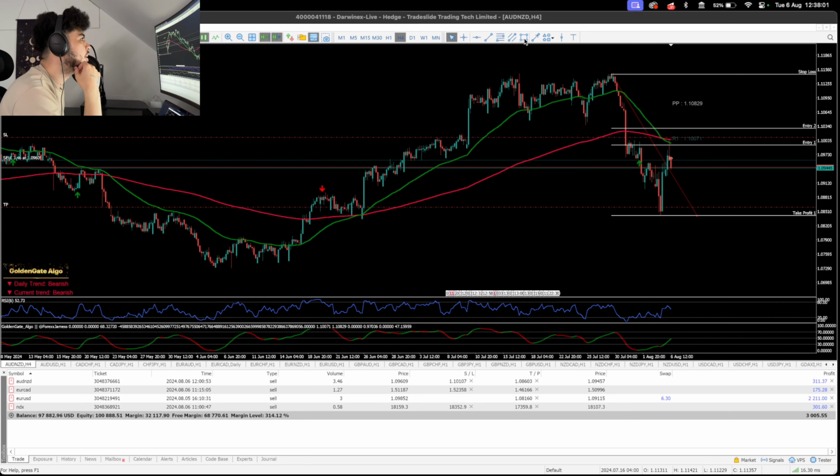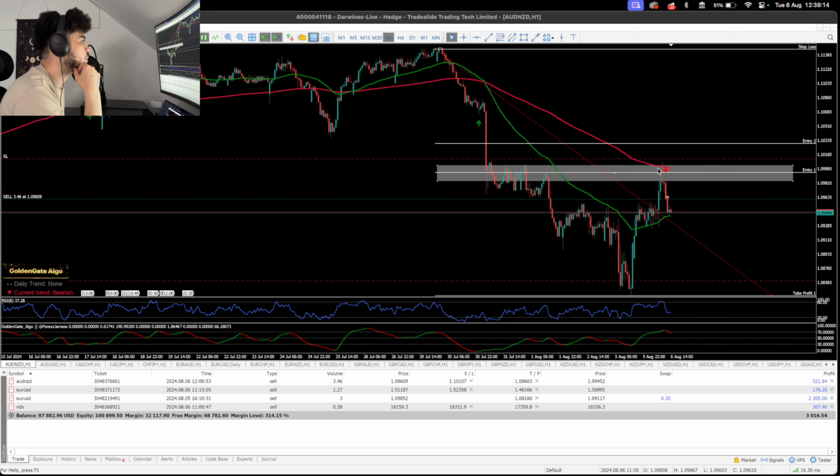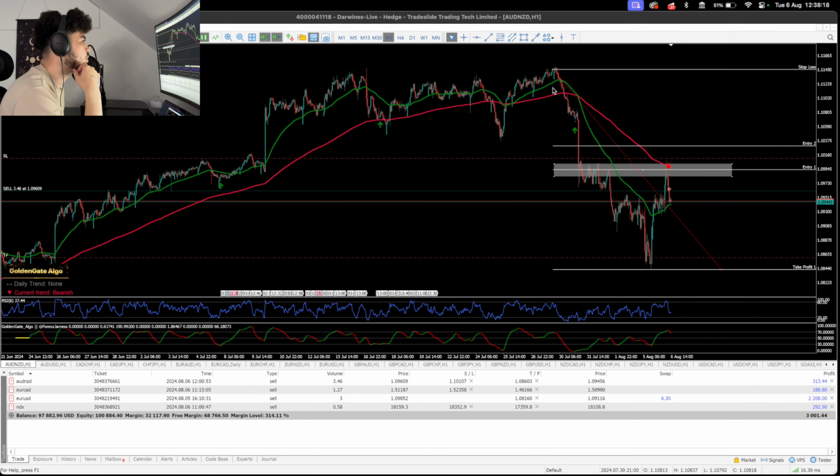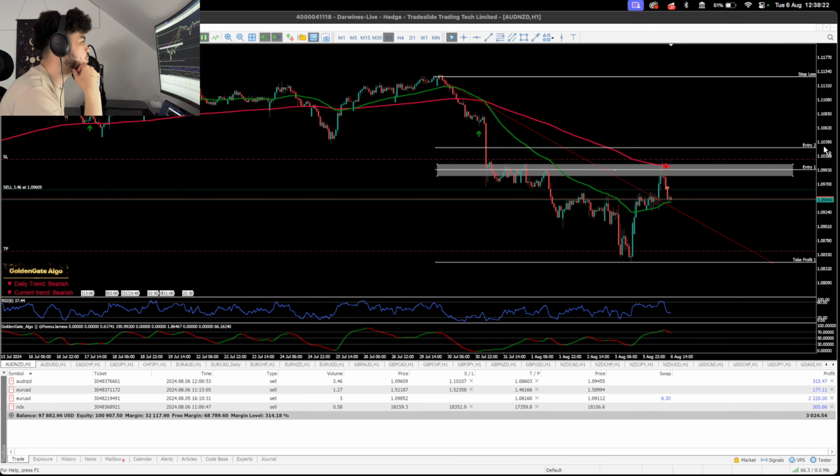So what we have is a rejection of the moving averages, a rejection of the 50% level, a rejection of these previous highs or consolidation, whatever you want to call it. We had the RSI and we had Golden Gates. So this was technically a very, very nice trade. And of course, we're following the trend. Now, the Australian dollar is pretty weak at the moment.